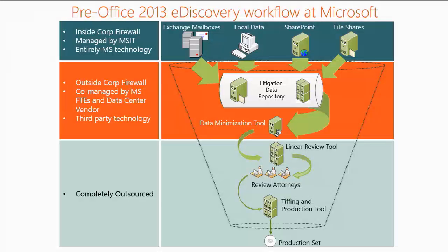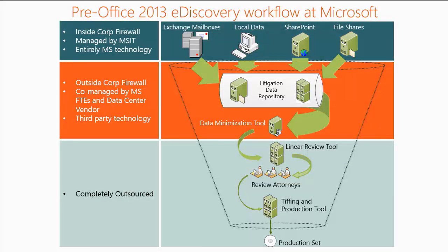They put it into the linear review tool. It goes before the review attorneys. They make their decisions. This document's responsive. That document's privileged. This document should be tagged attorney's eyes only. And they handle the production and the presentation all outside the firewall there, right?